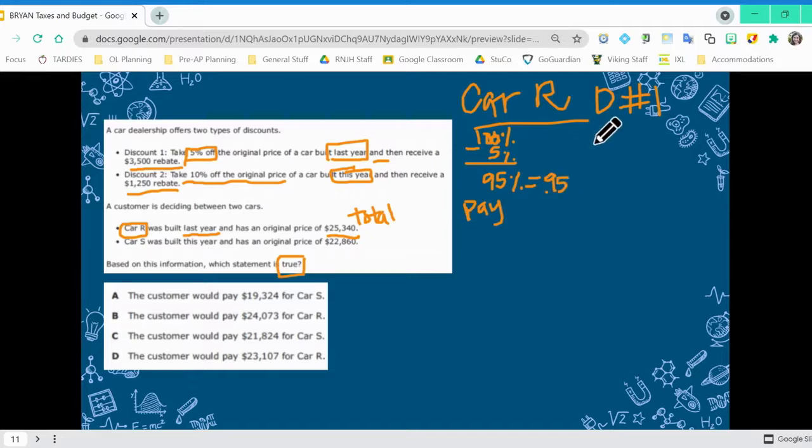So I'm going to multiply his original price, looking at the wrong car, 25,340 times 0.95. So this is just an alternative way of finding that amount. But you could totally set up a proportion and solve as well. I'm just kind of showing you different options. So I'm going to multiply all this out. Lots of multiplying.